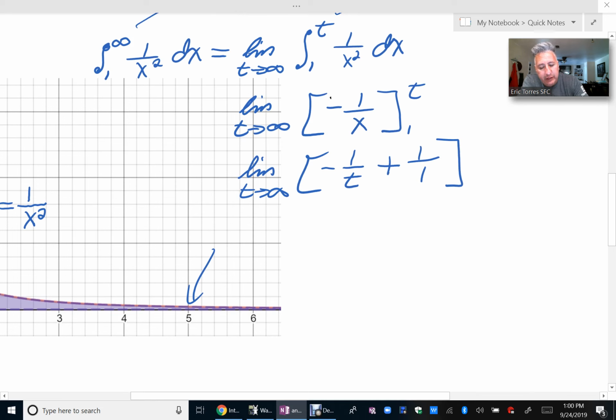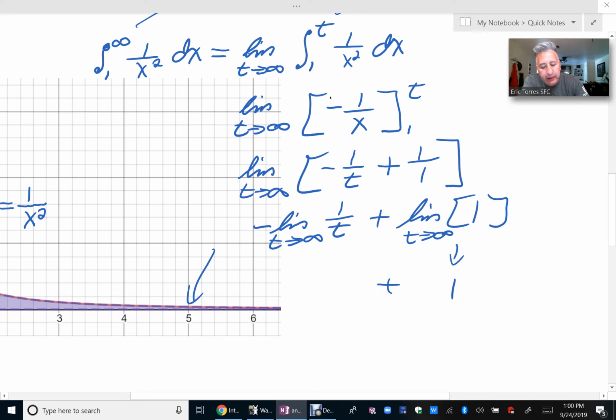Now, I'll split this up. Well, first of all, let's just take a look at this here. I'll go ahead and rewrite it. Negative limit as t approaches infinity of 1 over t plus the limit as t approaches infinity of a constant. Clearly, this is 1. Let's take a look at this. We've examined this before. So 1 divided by t, as t gets larger and larger, 1 divided by a bigger and bigger number, you should recognize this as one of the fundamental limits that goes to 0. So my final answer is 1.